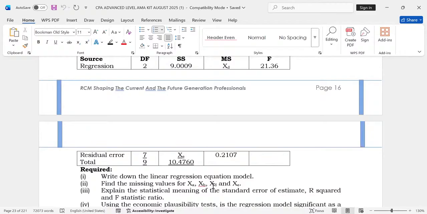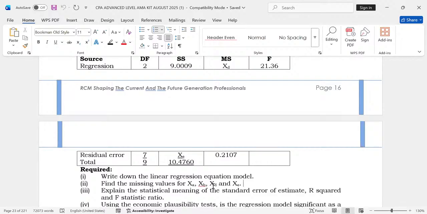Explain the statistical meaning of the standard error of estimate. Errors are variations. The bigger the errors, the poorer the model is for prediction. That I can even answer without reading anywhere, because standard error measures the discrepancy of the expected values from the mean. The bigger that error is, the bigger that discrepancy is, the poorer the model is for prediction.